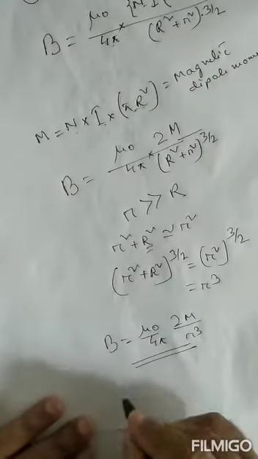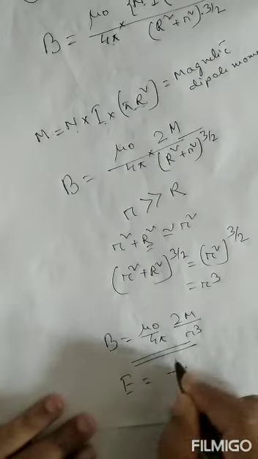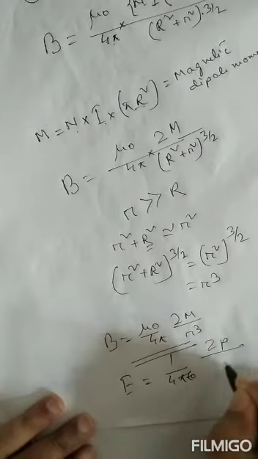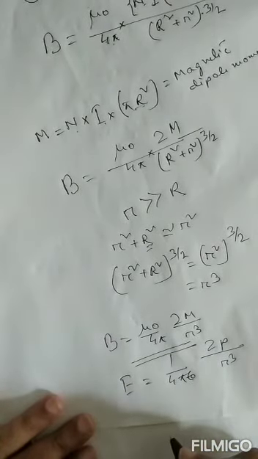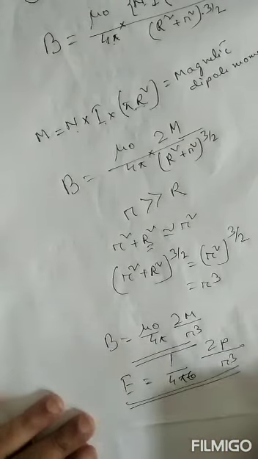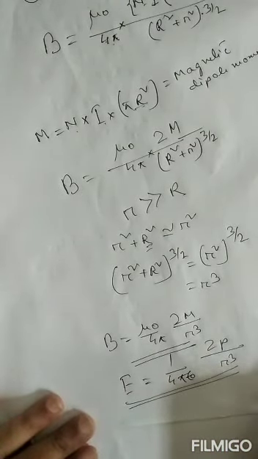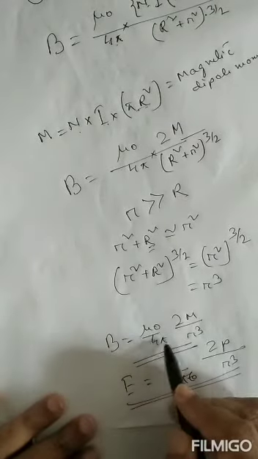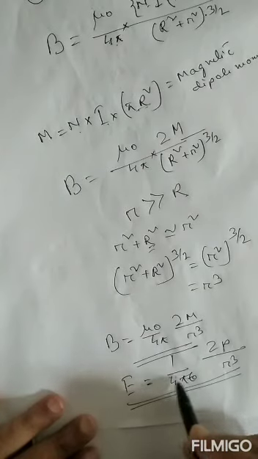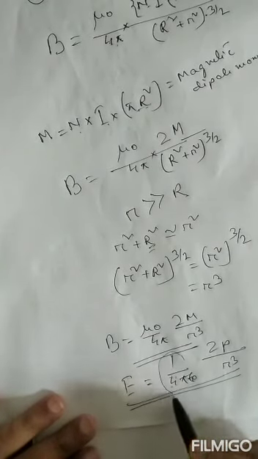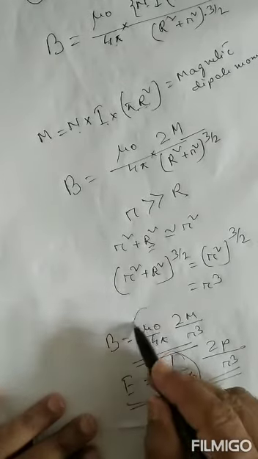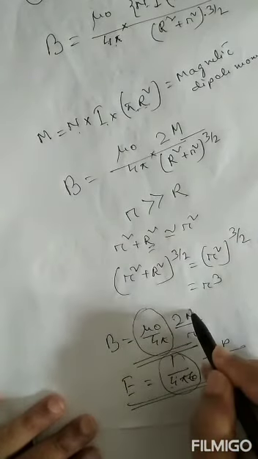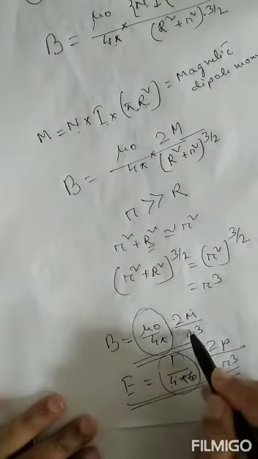What is the electric field intensity at the axial point of an electric dipole? It is 1 by 4 pi epsilon 0 twice P by r cube. Yes or no? In magnetism, it is mu 0 by 4 pi; in electrostatics, it is 1 by 4 pi epsilon 0. This is a proportionality constant, and this is also a proportionality constant. Here, 2 m, this is the magnetic dipole moment; here, 2 P, this is the electric dipole moment, divided by r cube.